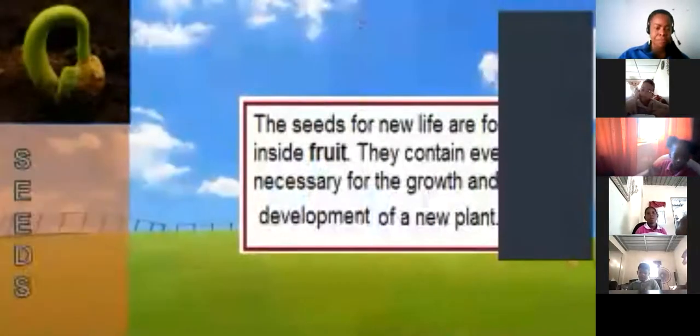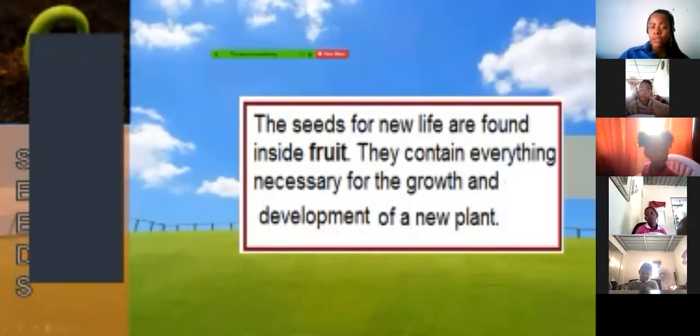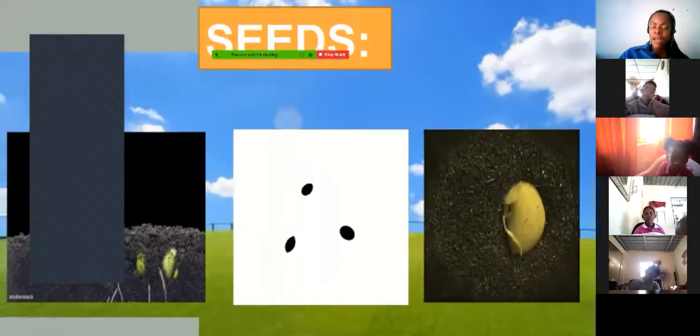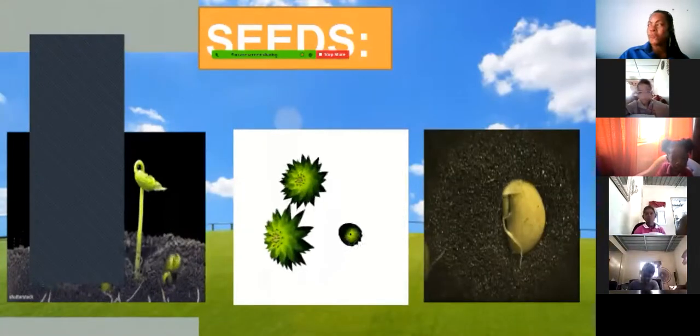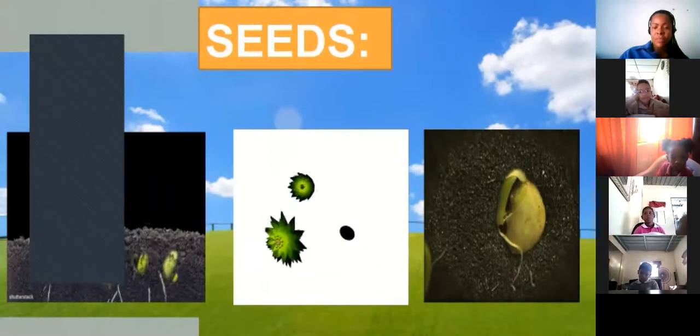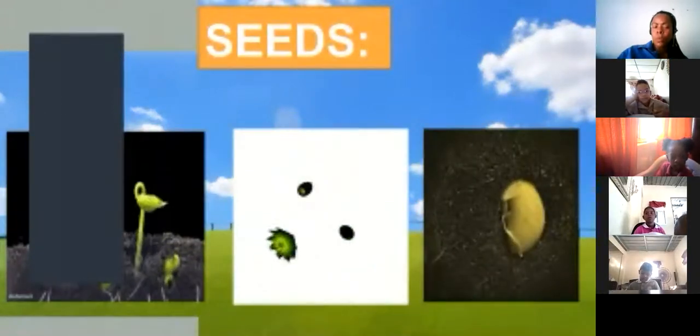Let's continue. La semilla crea una nueva vida, ¿verdad? Y se encuentra dentro de la fruta que contiene todo lo necesario para que la planta crezca y así hace el desarrollo o crea la función o el desarrollo de una nueva planta. We have different seeds here. The seeds grow up and grow up and grow up.